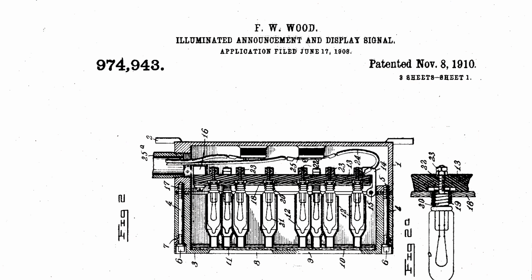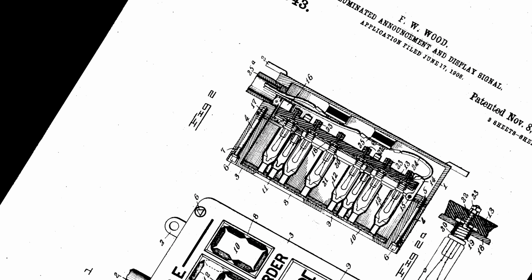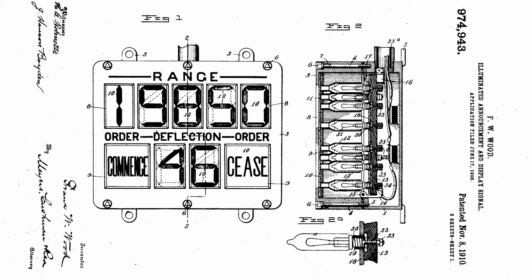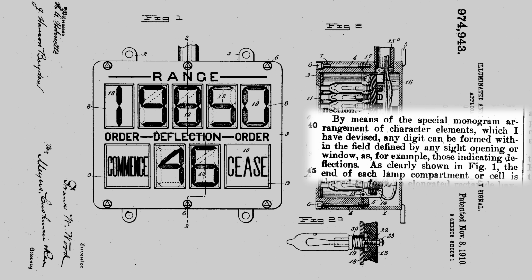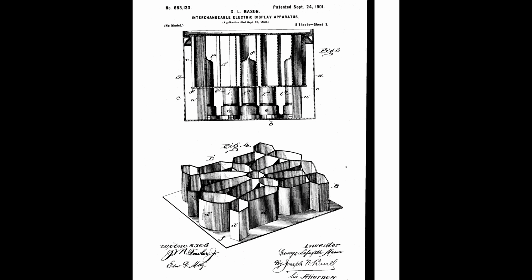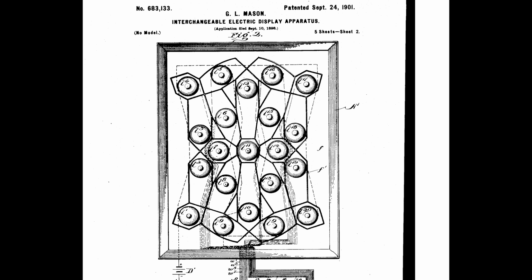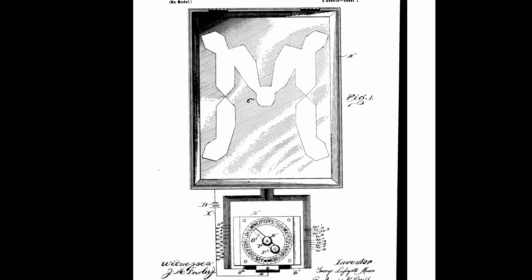The earliest known representation of them is in this 1910 patent, where Frank Wood claims to have devised this special monogram arrangement. Personally, I'm a little skeptical that he was the first to think of this, especially since this earlier patent exists where George Mason devised a segmented alphanumeric display, which is even more complicated and creepy looking, but that's not important to this video.